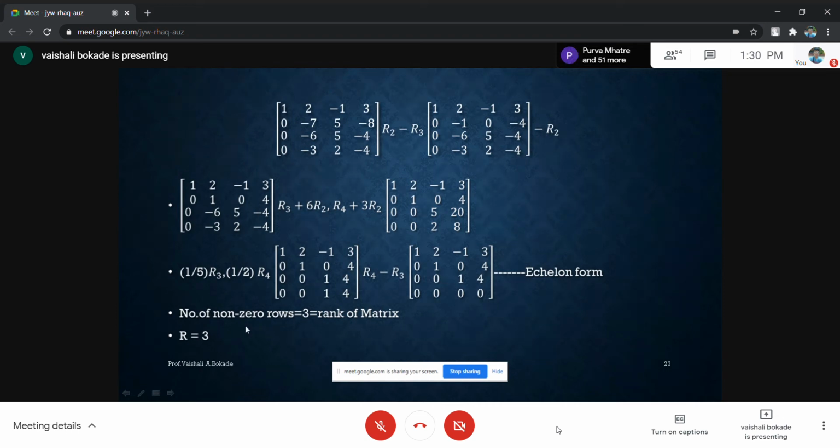So in the question paper, I may have this as a 4 by 4 matrix. For this 4 by 4 matrix, we are getting the rank as 3. Any doubt?